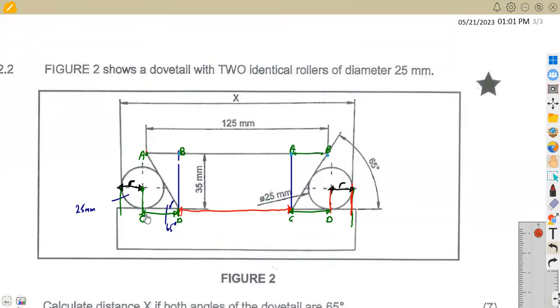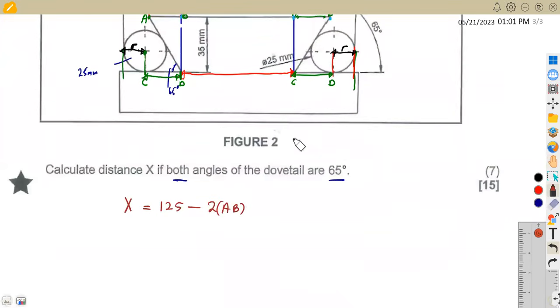Now if I add from C to D and also this radius, I have the X at the end because I removed A and B. So I'm going to add the 2 radius, that is this radius and this radius. Also, I'm going to add from this C to D, that is the 2CD, like this. If I add these, then I have my X at the end.